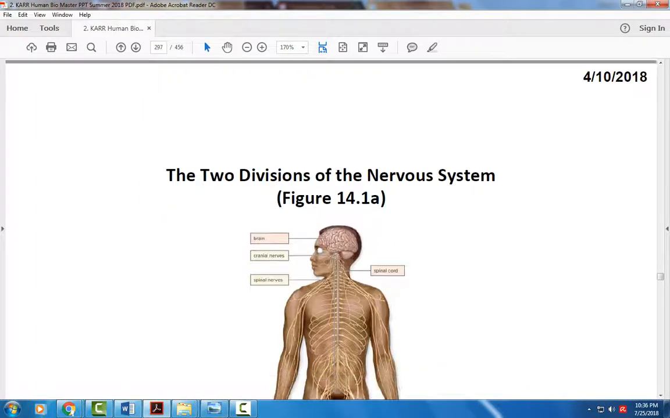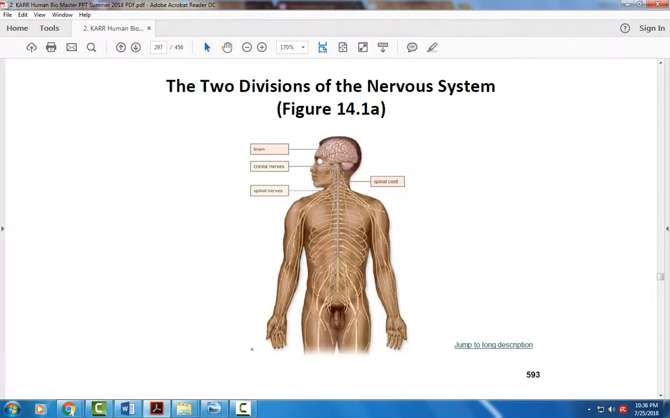So again, the two divisions are the peripheral nervous system, which is made up of the spinal nerves, which are shown here in this diagram, and then we have the brain and spinal cord, which is the central nervous system. So we have nerves that come off the brain. Like I said, the optic nerve is an example of that. Those are called cranial nerves. Cranial nerves come off the brain. Spinal nerves come off the spine.